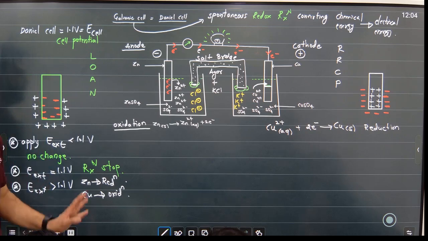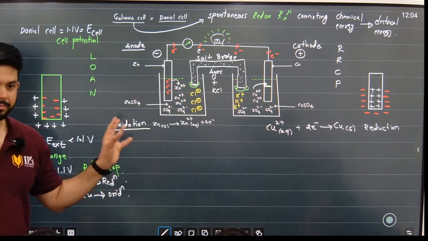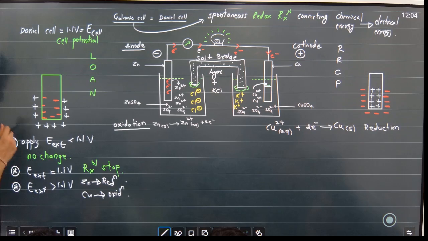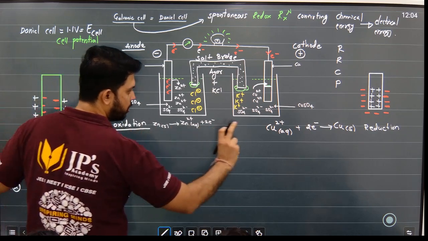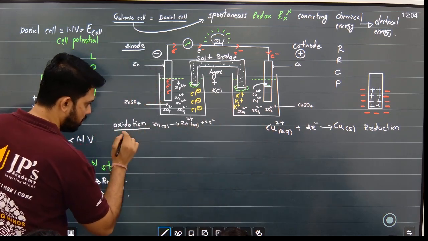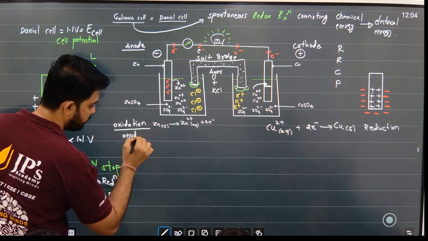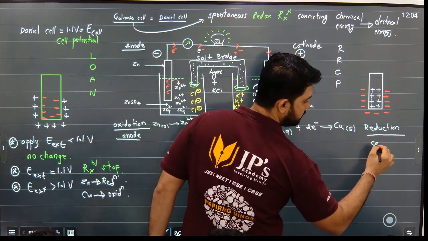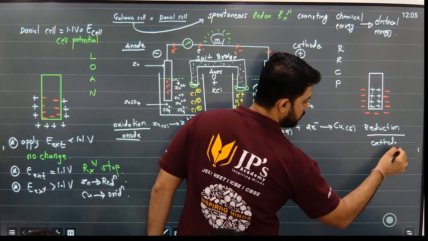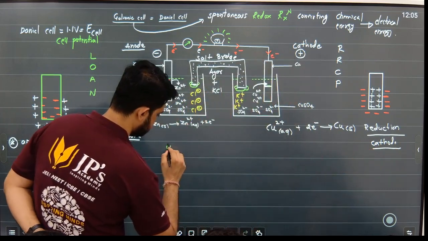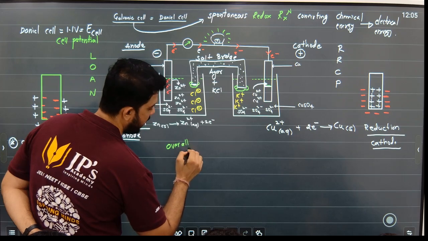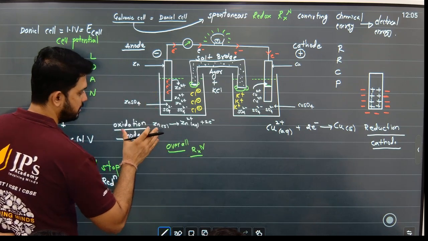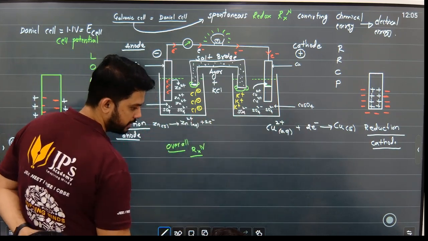Now, this entire cell can be represented in a single line. For that, the first thing we do is write the overall reaction. This was the oxidation reaction, which happened at the anode, and this is the reduction which happened at the cathode. So what is the overall reaction, people? We just add the reaction at the anode and at the cathode.